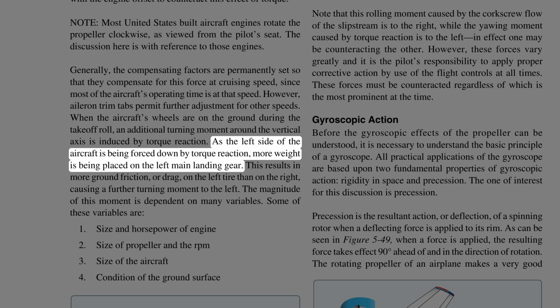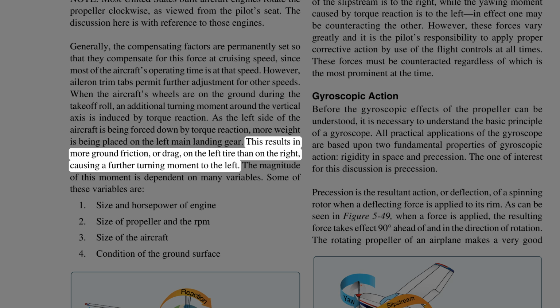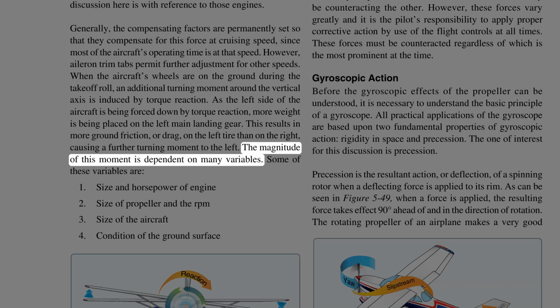As the left side of the aircraft is being forced down by torque reaction, more weight is being placed on the left main landing gear. This results in more ground friction, or drag, on the left tire than on the right, causing a further turning moment to the left. The magnitude of this moment is dependent on many variables.